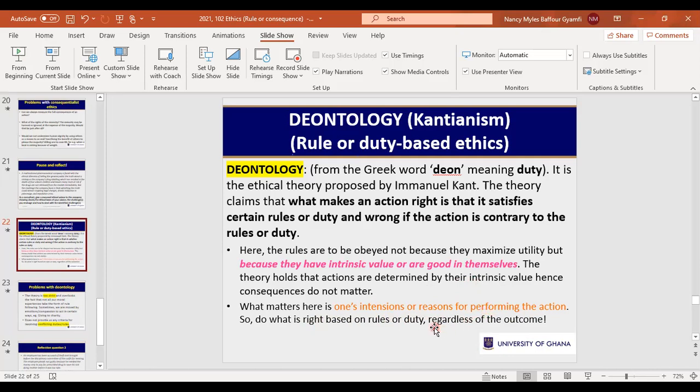Out of duty, regardless of the outcome. That is what he calls the categorical imperative. That is what we call what? The universalizability, the principle of universalizability. An action that can become universalized is that which would be acted on out of duty.